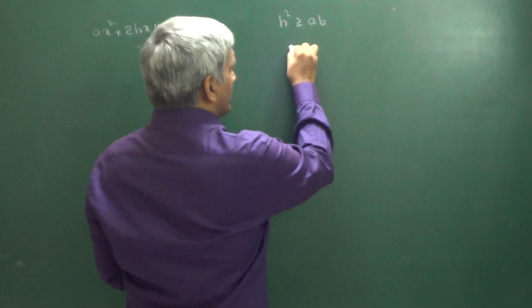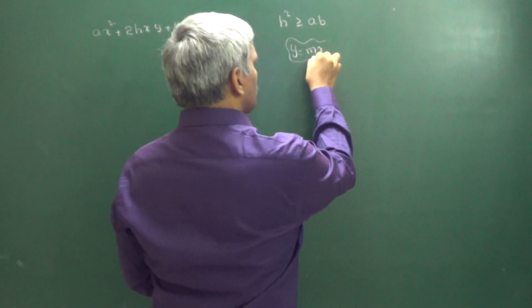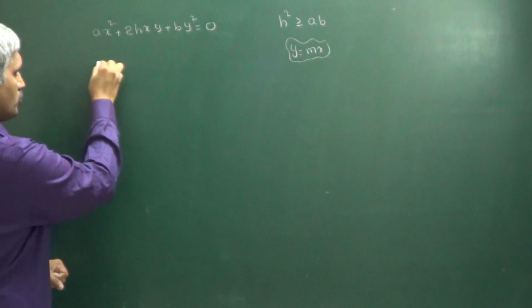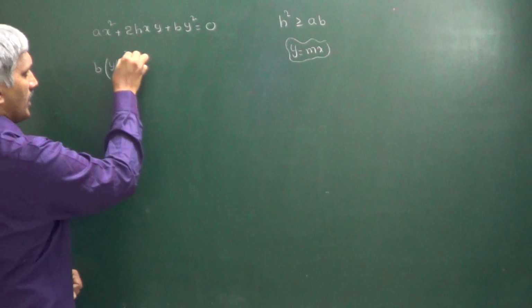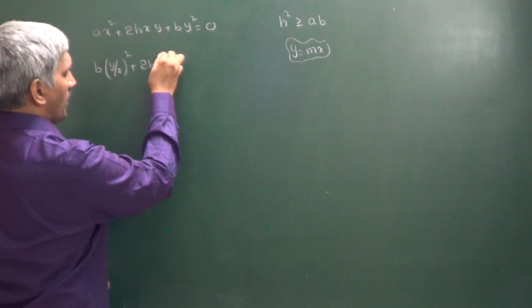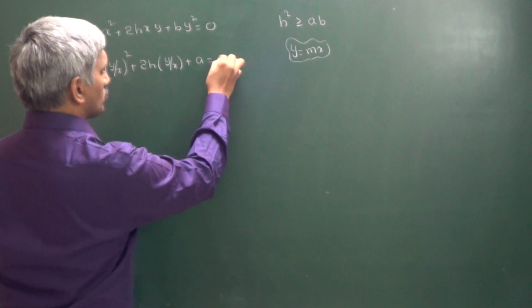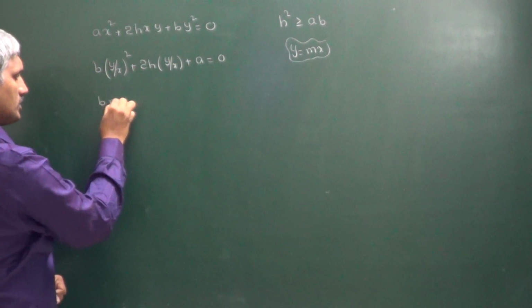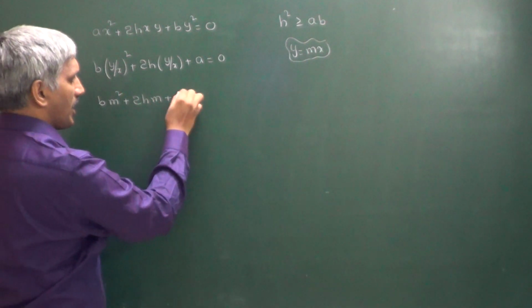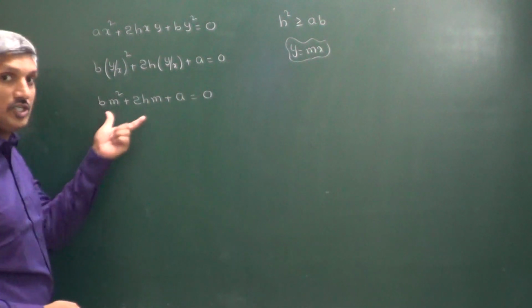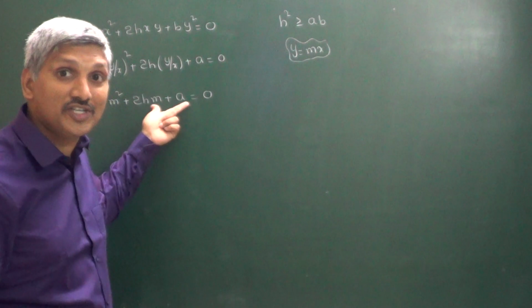You know, any straight line passing through origin is of the form y equals mx. Now observe, b into (y by x) whole square plus 2h into (y by x) plus a is equal to 0. Now we can write this as bm square plus 2hm plus a equals 0, which is a quadratic equation in m.